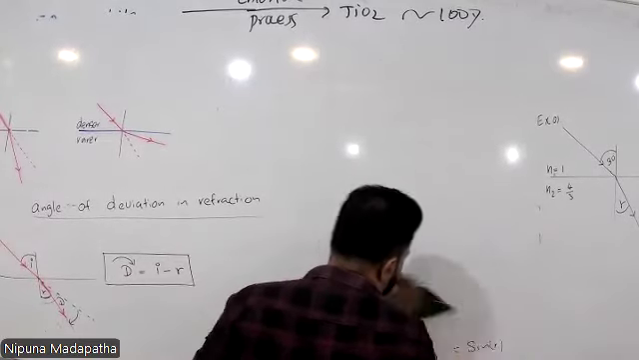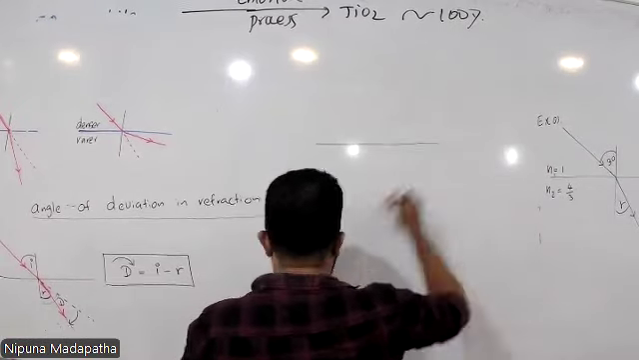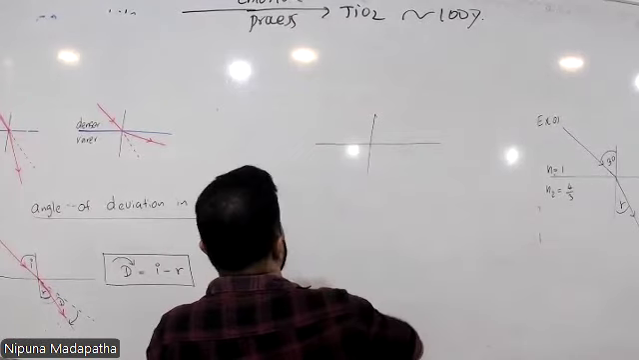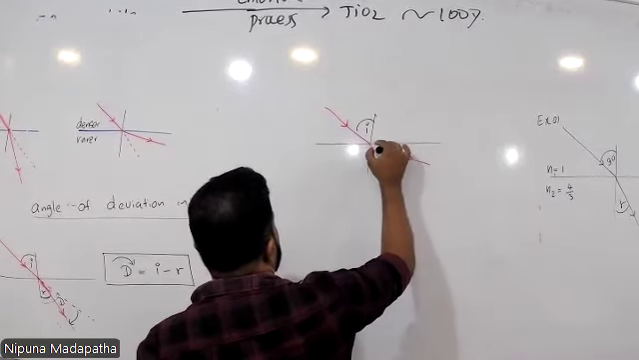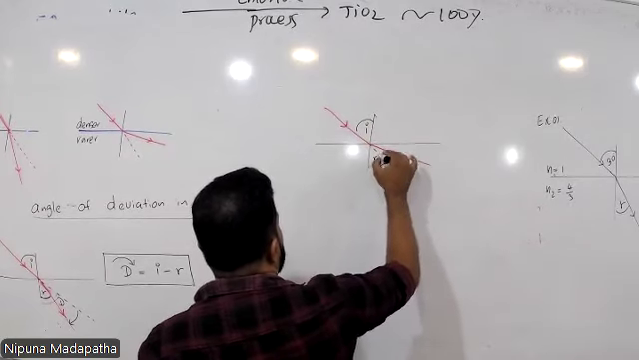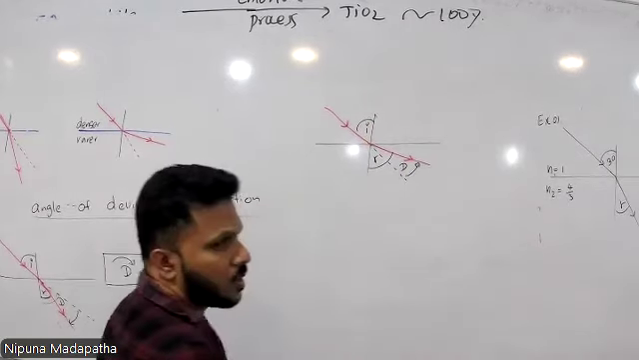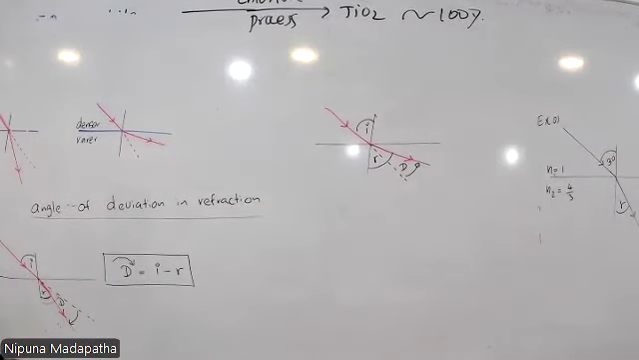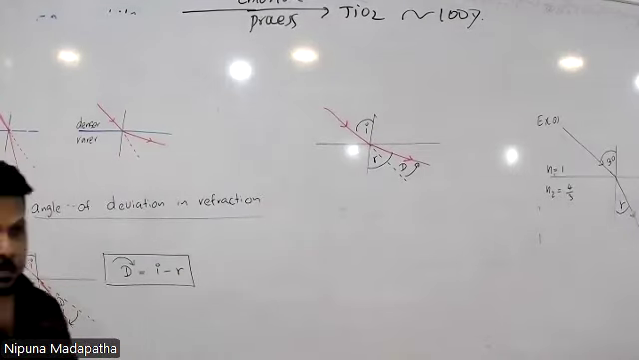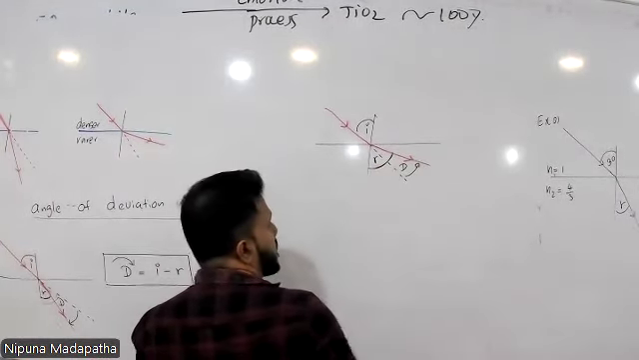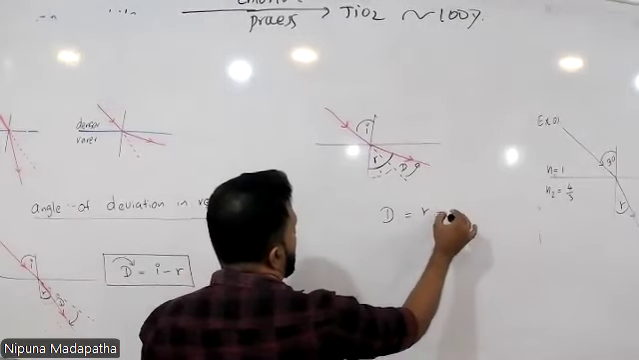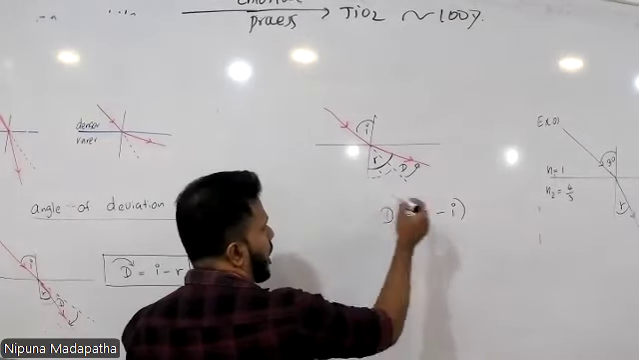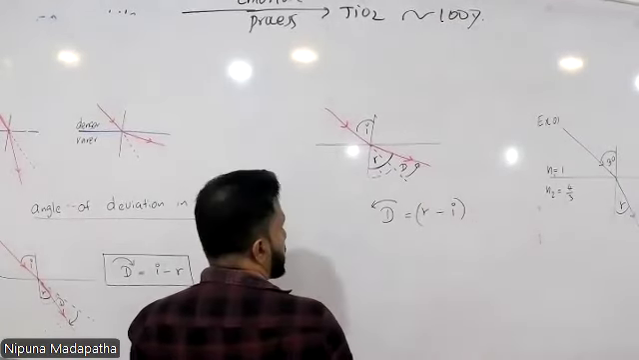If the case is like this, where the ray bends away from the normal, this is I and this angle is R. Now what is the angle of deviation for this refraction? It is R minus I. This angle is R, and from the opposite angle, this is I. So D is R minus I. The direction is anti-clockwise.